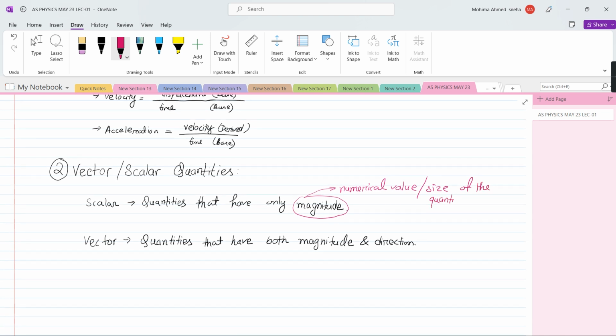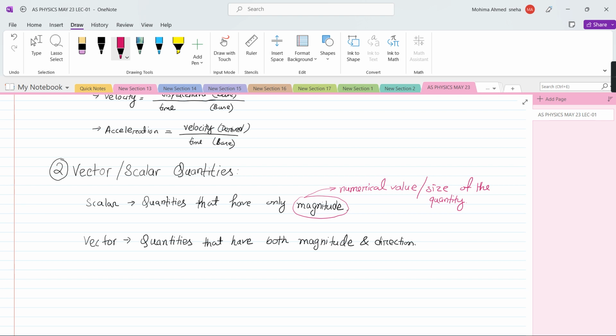Now for Edexcel, the problem is that even though they all mean the same thing, you cannot write numerical value or size of the quantity because they are not included in the mark scheme. You obviously have to write your answer using the mark scheme words. So we have to adjust to the term magnitude.